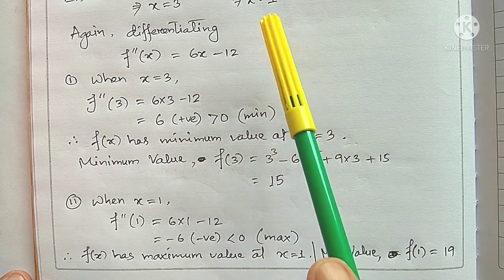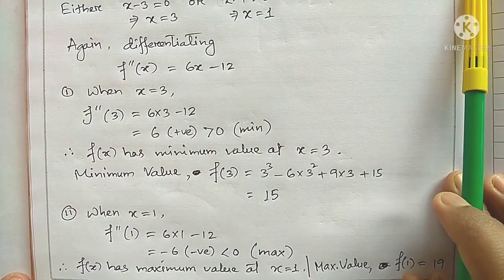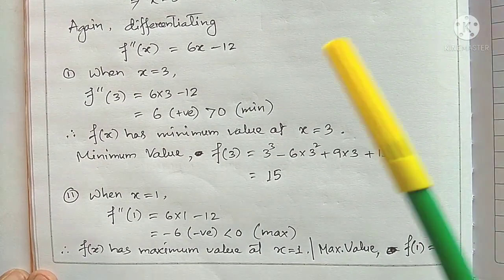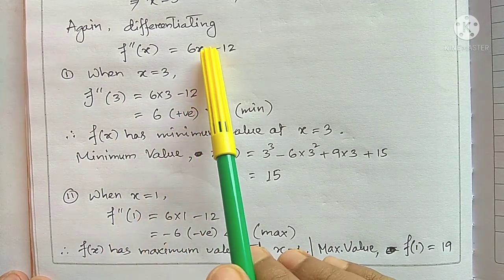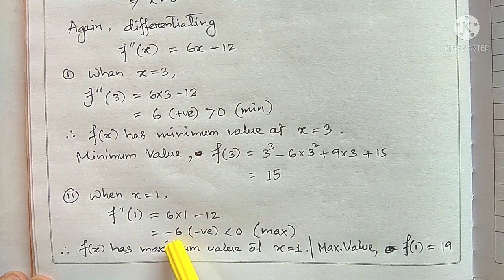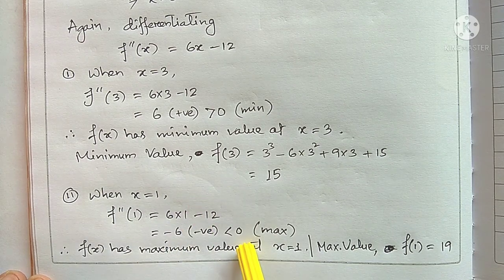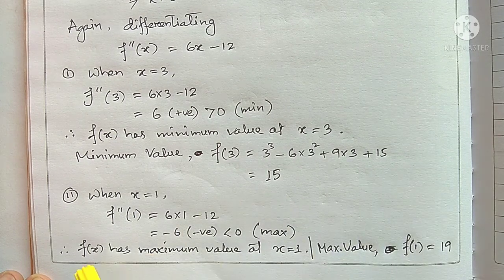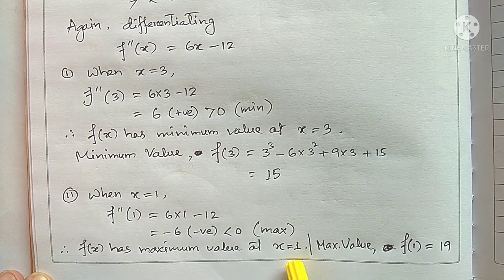Similarly, another critical point is here. The critical point is x equal to 1. Is it not? So this critical point we have to put here again. When x equal to 1, if you put this critical point in the second derivative, then 6 into 1 minus 12. Ultimately we get minus 6. Minus 6 means what? A negative value. So negative value means less than 0, that means we get a maximum value. For that reason we write: therefore f(x) has maximum value at x equal to 1, our conclusion.